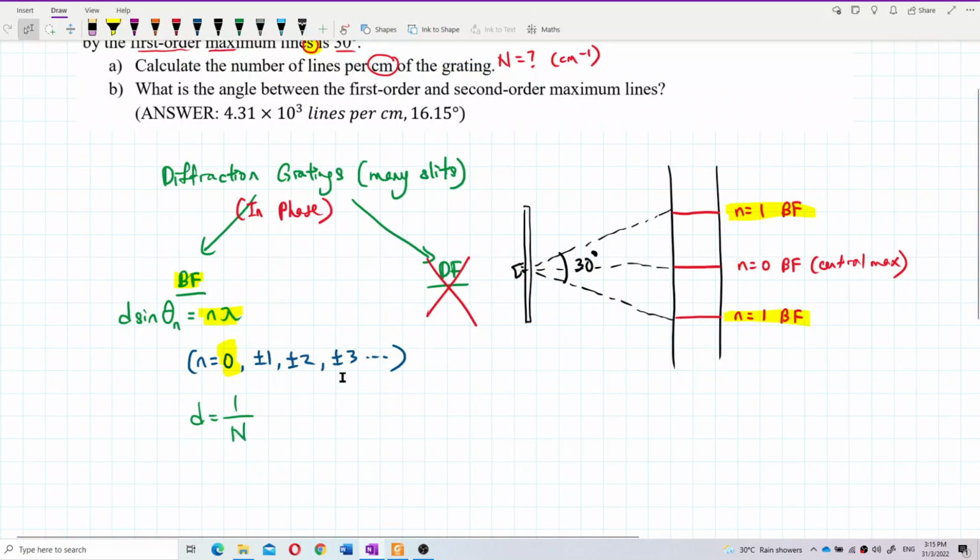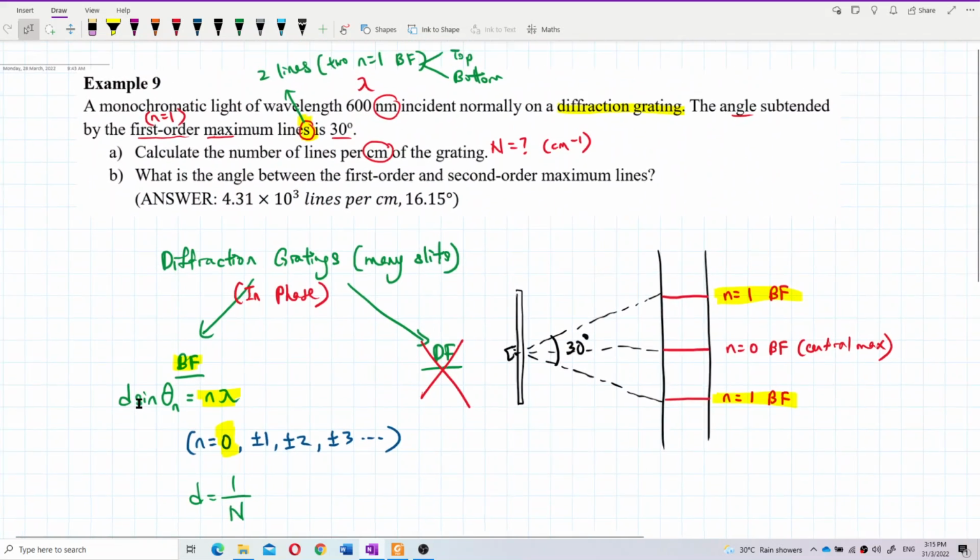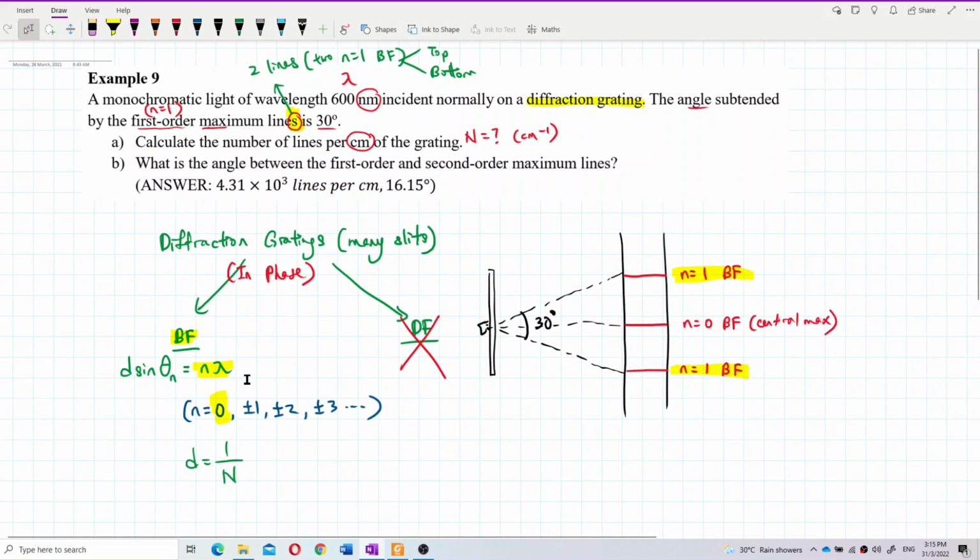Okay. So we can find n from here. First of all, we find the small d, and then we can find the n, the number of lines per unit length. Okay, all right, so let us use this formula.